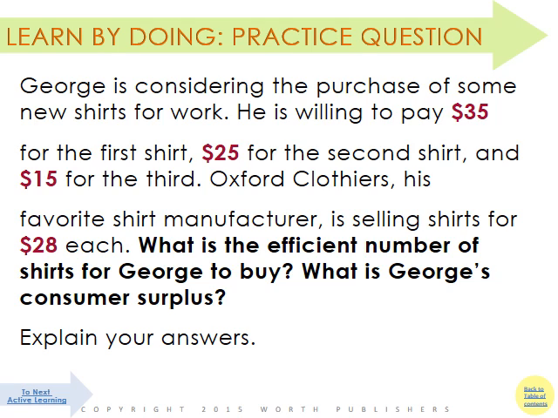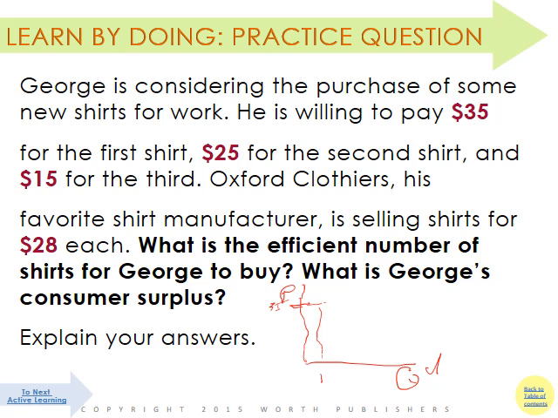Similarly, we can derive a demand curve for one individual consumer or a representative consumer. And here we see George is willing to pay $35 for the first shirt, $25 for a second shirt, and $15 for a third shirt. If we graph this relationship, we'll see that similarly we have price of shirt on the vertical axis, quantity demanded on the horizontal axis. If the price is above $35, the quantity demanded is 0. When the price is $35 or below, the quantity demanded is 1 shirt.